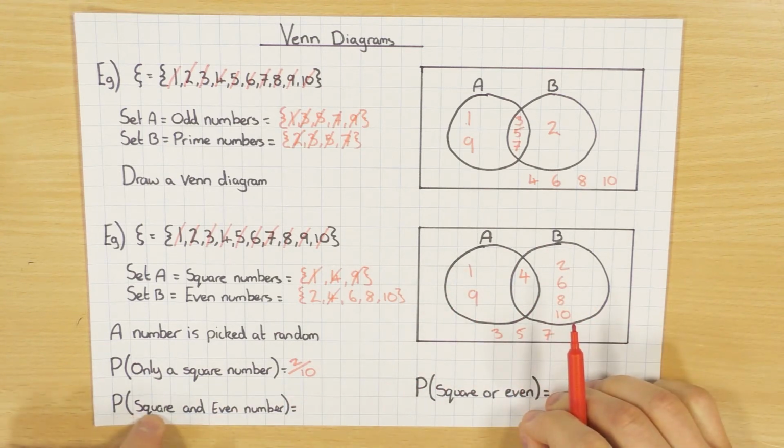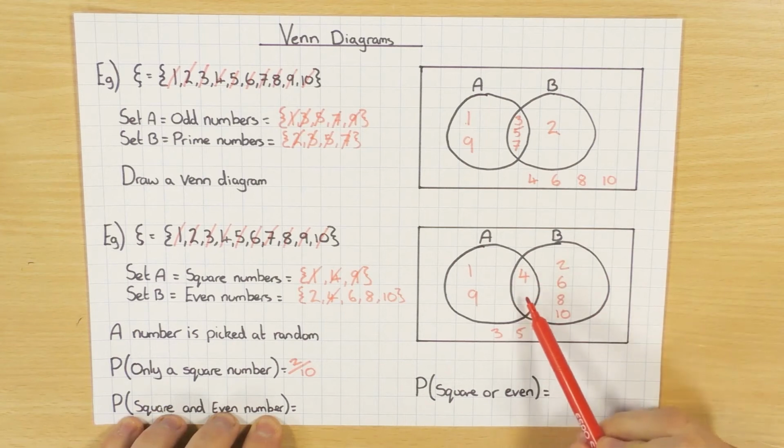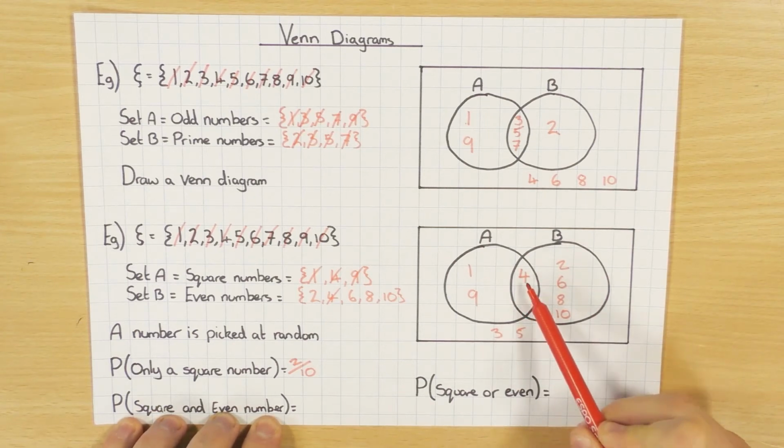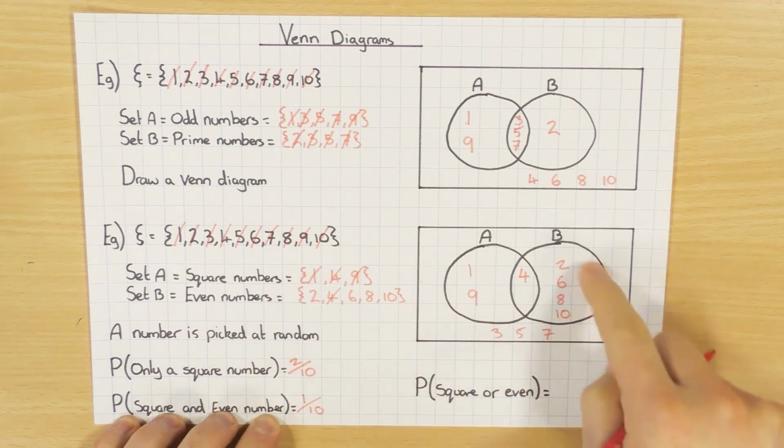This one here, probability of a square and an even number. So this time we've got this section here. So 4 is the only square and even number. So there's only one number out of the possible 10 in total.